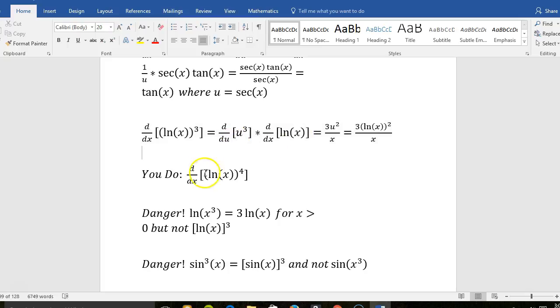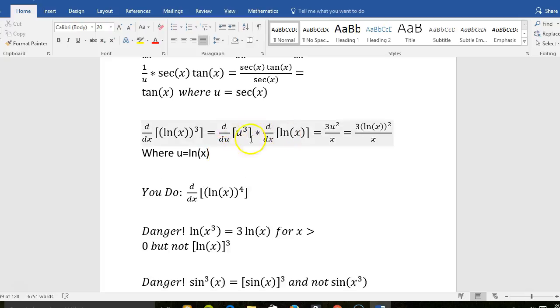We do chain rule, we let u equal ln x, and I should have specified that real bad here, where u equals ln x. Okay, so that's d by du of u cubed times d by dx of ln x, where my u is ln x. And so we have this by the chain rule. Now if you differentiate d by du of u cubed, that's just going to be 3u squared. D by dx of ln x is 1 over x, so we have 3u squared times 1 over x. That's just 3u squared over x.